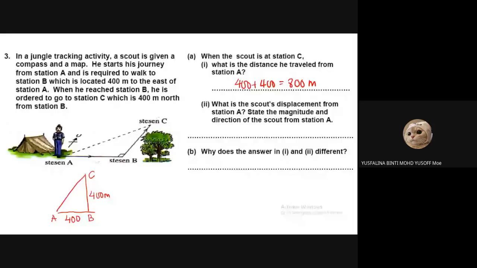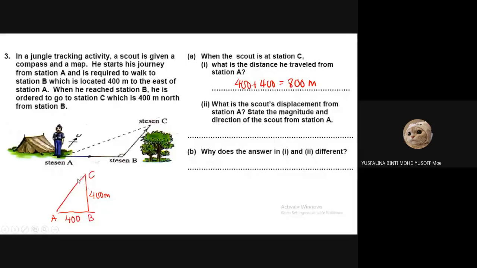For this question, displacement, I already told you. What does it mean by displacement? Displacement is the shortest distance travelled in a certain direction. So let's say the scout wants to go from A to C. The shortest path is here, on this part.